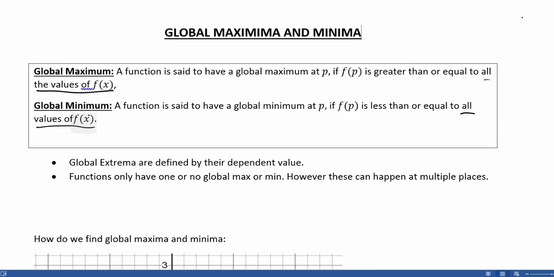So wherever our function is defined, every single value is considered, and we're looking for the largest dependent value to find our global maximum and our smallest dependent value to find our global minimum.